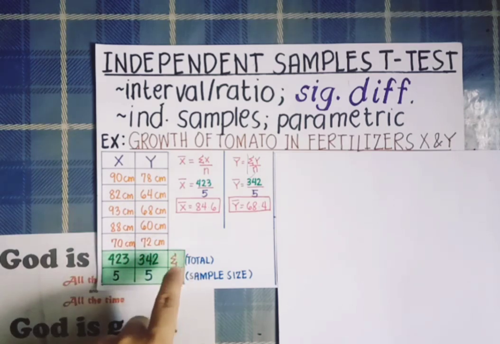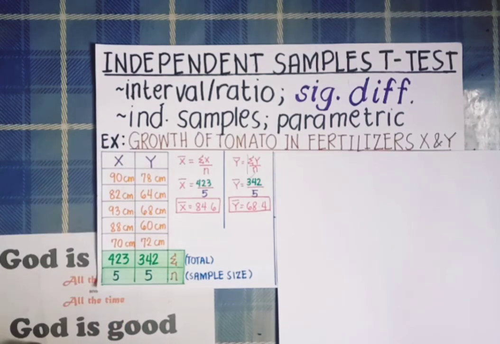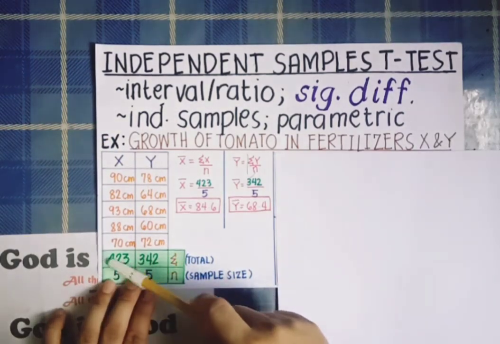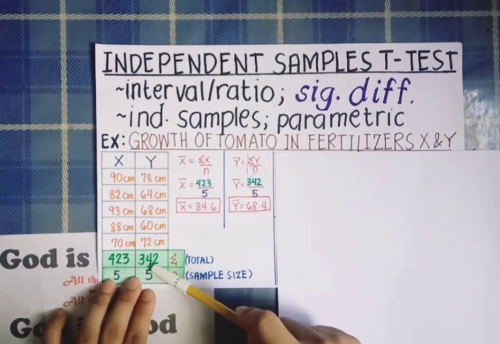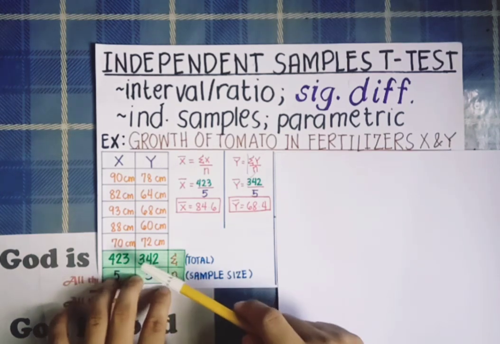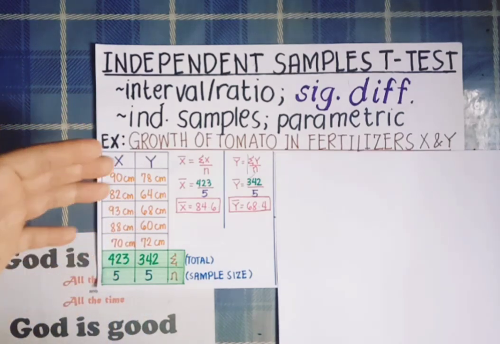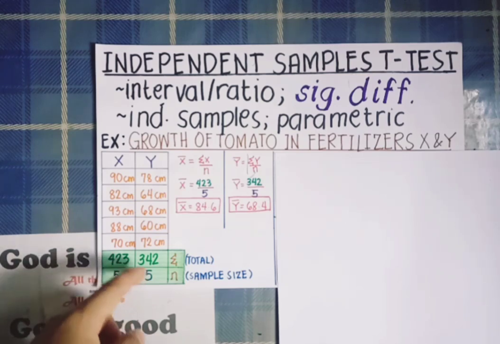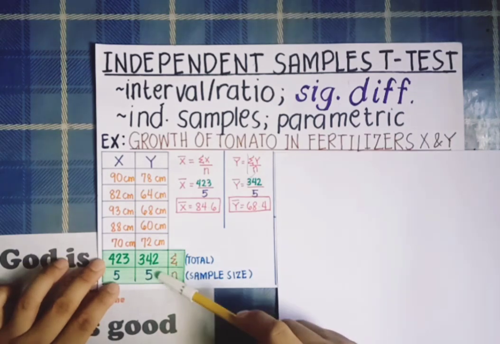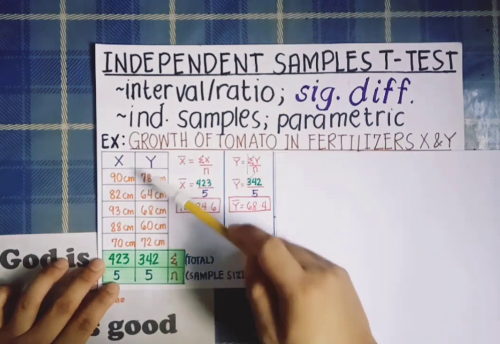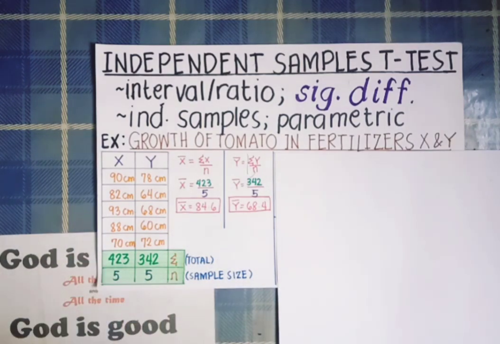And then we obtained the total for the growth in fertilizer X and fertilizer Y. So in fertilizer X, we have here 423 centimeters, and for fertilizer Y, we have here 342 centimeters in total. Also, we get the sample size for each group. For group X, we have here five tomato plants that experienced that fertilizer, and we also have here 5 tomato plants that experienced only the fertilizer Y. So a total of 10 samples and 2 independent groups.